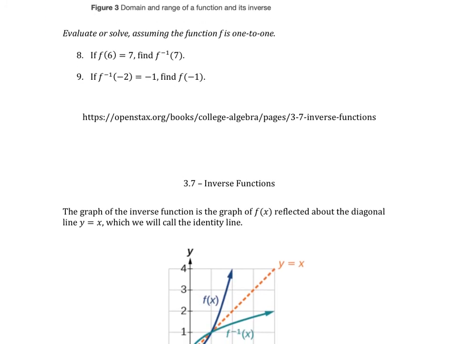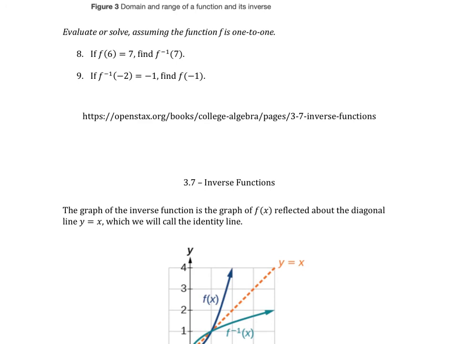All right, so evaluate or solve, assuming the function f is 1 to 1. So if f of 6 is 7, then find f inverse of 7. Here's your x, here's your y. If this is your y, then your x is 6. So 6 and 7 go together. In the inverse, it'll be 7, 6. Number 9. If f inverse of negative 2 is negative 1, find f of negative 1. It's just backwards. Now this is going to be negative 2.